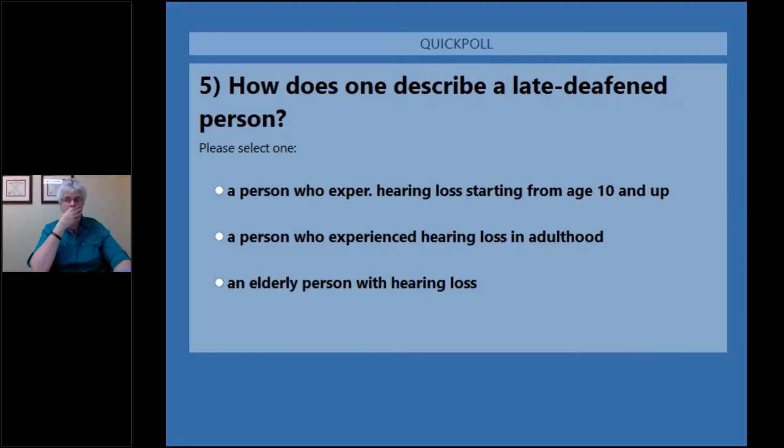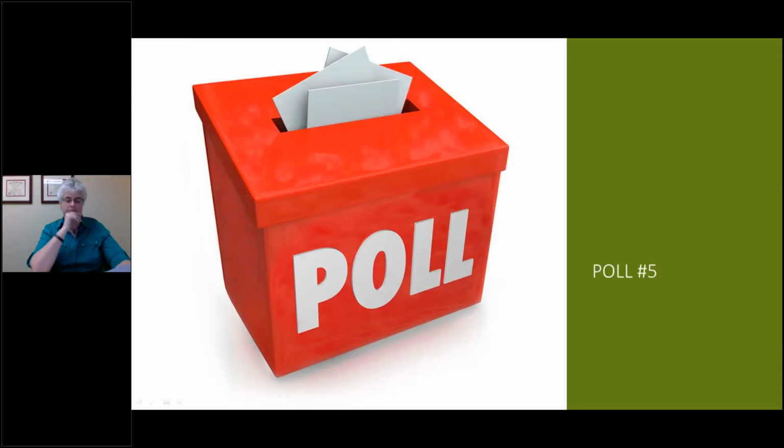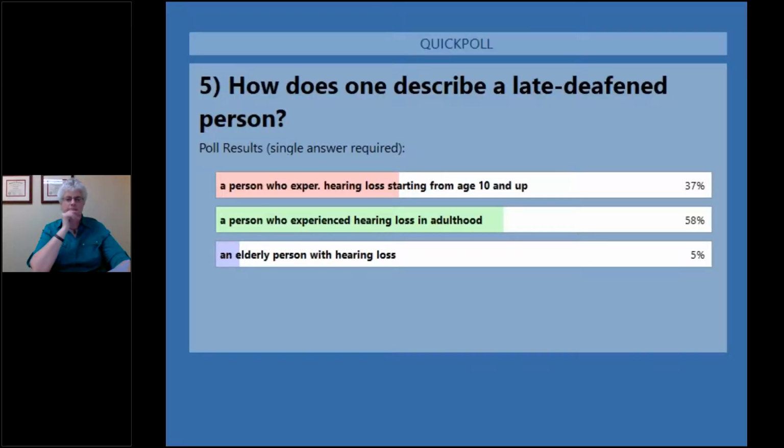So Holly, I'm going to close the poll, and nobody will be able to see you, but they will be able to hear the interpreter if you want to speak about this. Or okay, I can just turn it off. We have 37% of people selected the first option, age 10 and up. 58% of people chose a person who experienced hearing loss in adulthood, and 5% selected elderly.